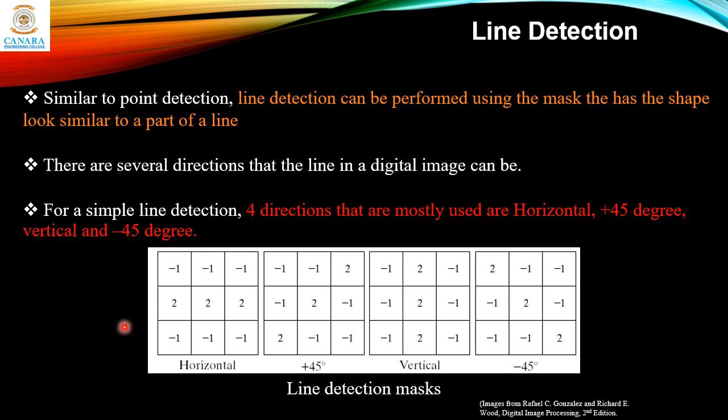If you pass the image through these filters, you can detect either horizontal, vertical, or 45-degree inclined lines. We'll see one example.